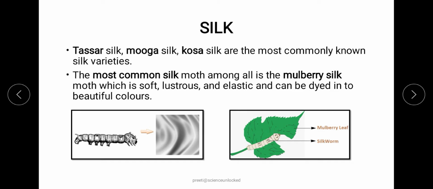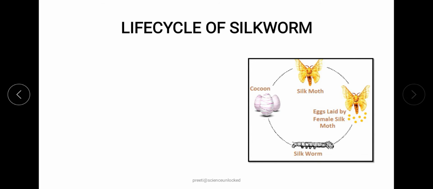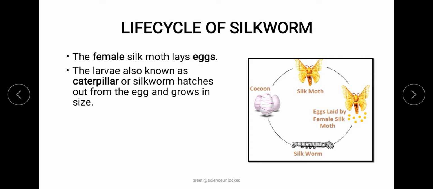So how exactly this whole thing goes on, we will be able to understand by looking into the life cycle of this silkworm. The very first stage of the life cycle is where the female silk moth lays the eggs, and it lays the eggs straight away on the mulberry leaves, so that whenever the caterpillar or larva comes out of it, it can eat the mulberry leaf straight away, and it doesn't have to wander here and there for food.